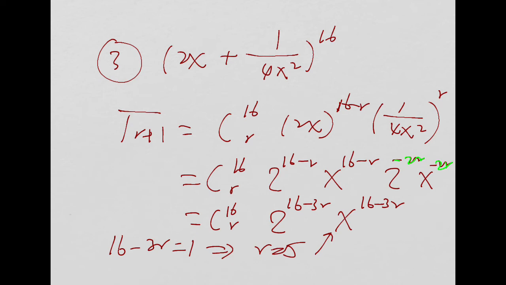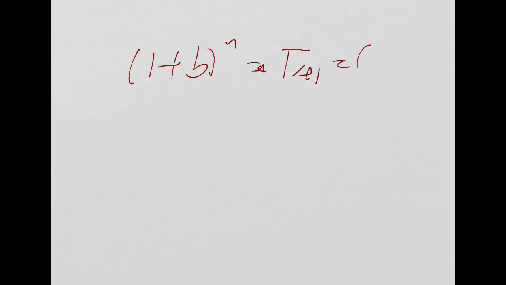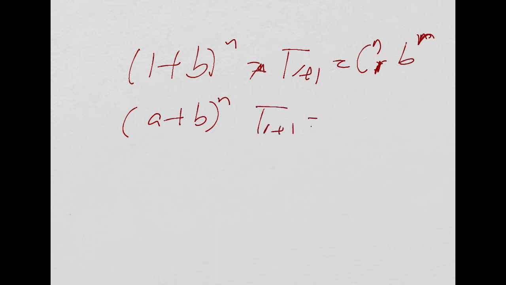Reflection. What do I really know about the expansion of (1 plus bx) to the power n that would guide my ending? (1 plus bx) to the n will give you Tr+1 equals C(n,r) bx to the r. Because 1 to any power is 1. But (a plus b) to the power of n will give you Tr+1 equals C(n,r) a to the n minus r, b to the r. So you look at this. Essentially, if your a equals 1, it becomes (1 plus bx), okay?